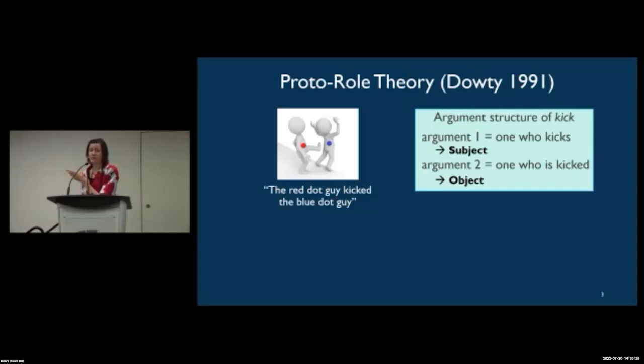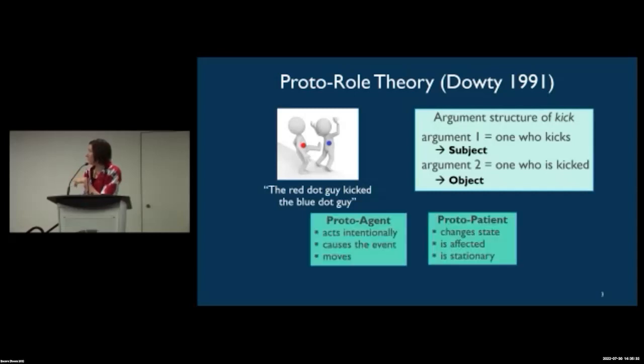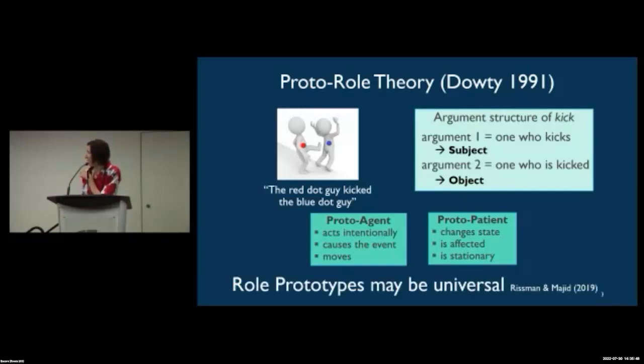And the reason that there's this mapping between the roles and the grammatical positions of subject and object is because of proto-properties. So the individual in this event that is the best agent, the most prototypical agent, having properties like acting intentionally or causing the event, that's the one that's getting mapped to subject. And I've argued that even though there's a lot of cross-linguistic variability in this domain, the role prototypes themselves may in fact be universal.